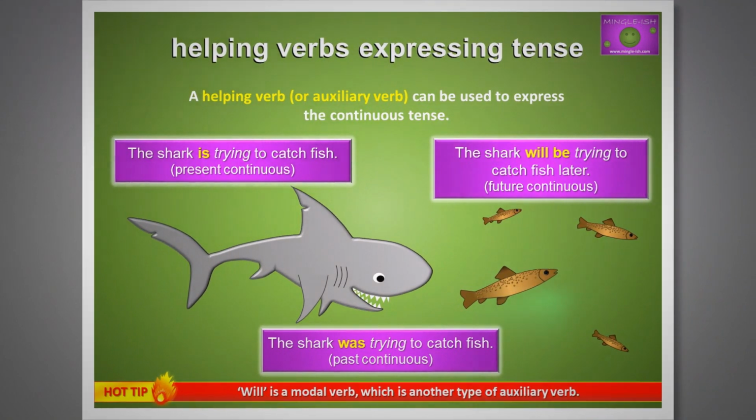A helping verb can be used to express the continuous tense. For example, the shark is trying to catch fish. The present continuous tense. The shark was trying to catch fish. The past continuous tense. The shark will be trying to catch fish later. The future continuous tense.